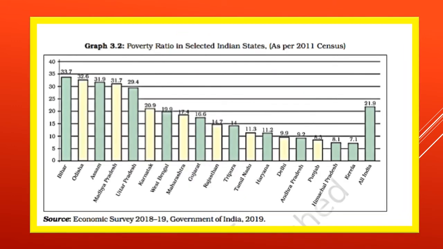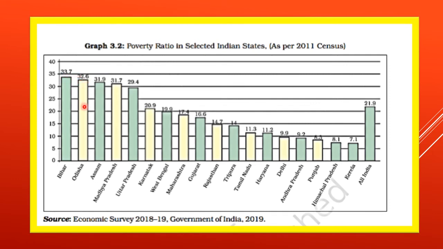Now this graph 3.2, which is there in your textbook, clearly shows that Bihar and Odisha continue to be the poorest states with the poverty ratio at 33.7 and 32.6%. And then we can see states like Haryana and Punjab. They have done extremely well with the help of agricultural growth rate.